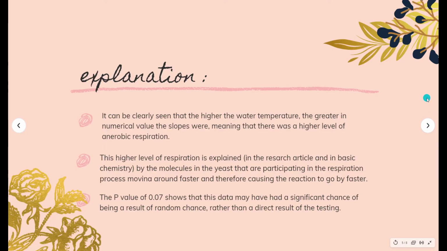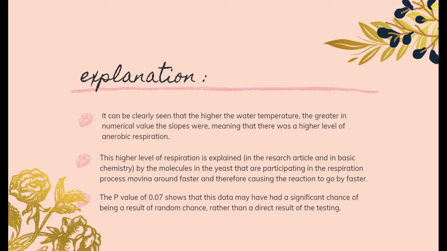So you can see that, of course, the higher the water temperature, the greater in numerical value the slopes were. So there was a higher level of anaerobic respiration. There was a greater level of the increase of ethanol. And this is explained because the hotter the water is, the faster the molecules around it are going to be moving, right? So in the respiration reaction, it makes the molecules move faster and therefore causes the whole reaction to go by a little faster.